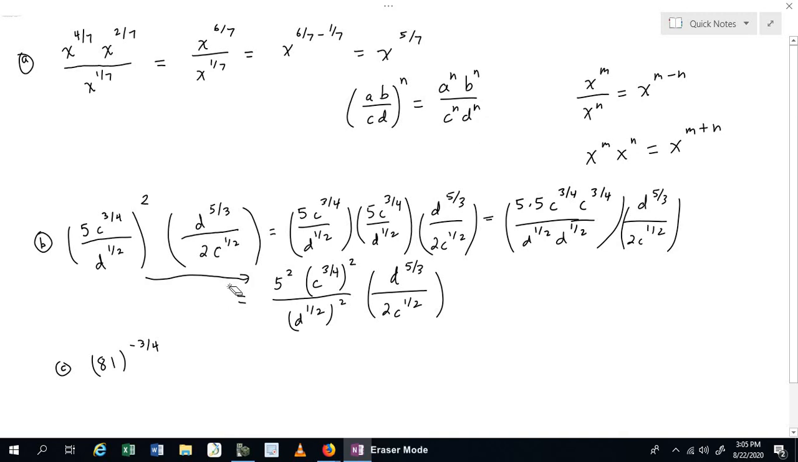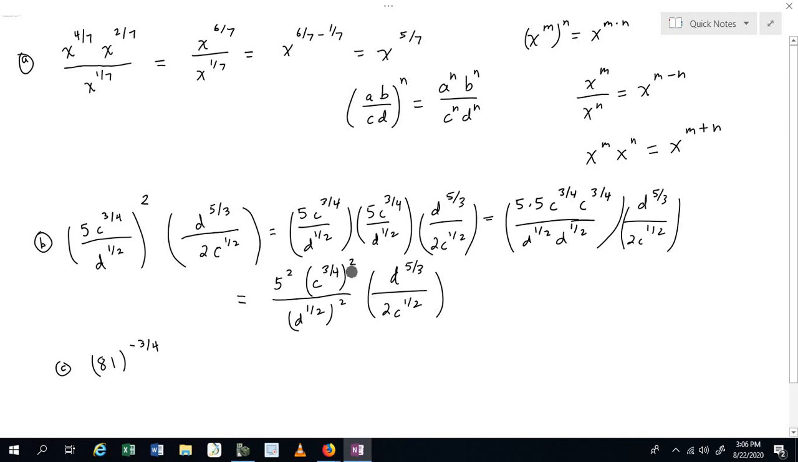Okay, and so that's what we're doing here. We're raising each of these to the second power. In the future, I would just jump from this step to this step. Now we can multiply exponents here, and that goes back to this rule. If you take x to the m power and then raise it to the n power, you can multiply these exponents, and so it's x to the m times n power.